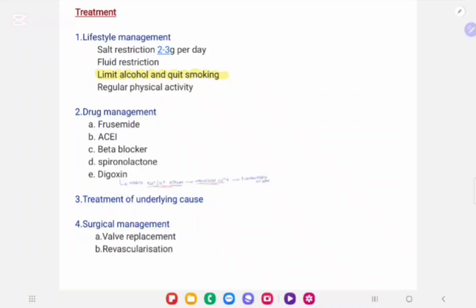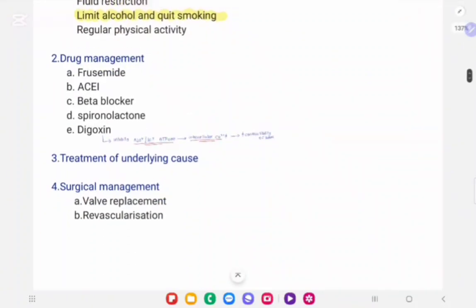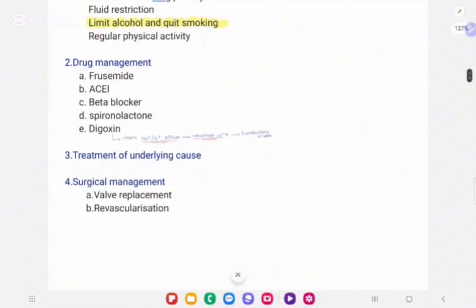So next we will move to the drug management. In the drug management, we are giving certain drugs like furosemide, ACE inhibitors, beta blockers, spironolactone and digoxin. So we will talk about each drug separately. So furosemide is a loop diuretic. When we are giving the furosemide, that helps to reduce the fluid overload and relieve symptoms like breathlessness, which happens due to the pulmonary edema, and edema in the lower limbs.